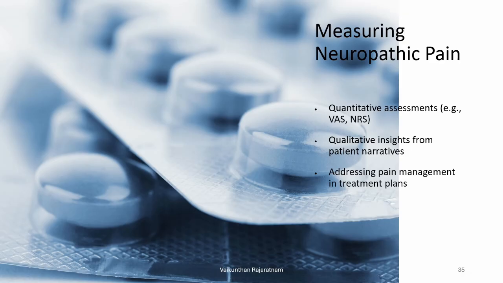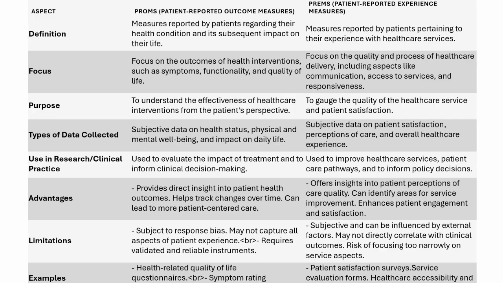Now, measuring neuropathic pain, there are various tools. What we need is a simple tool that can be used by anybody in the field to measure neuropathic pain. When we look at PROMs and PREMs, PROMs are patient-reported outcome measures, and it's well explained here, but PREMs became experience measures. PREMs have been used mainly for the delivery of healthcare services, not on the impact on the individual, and this is where we need to look in more depth.